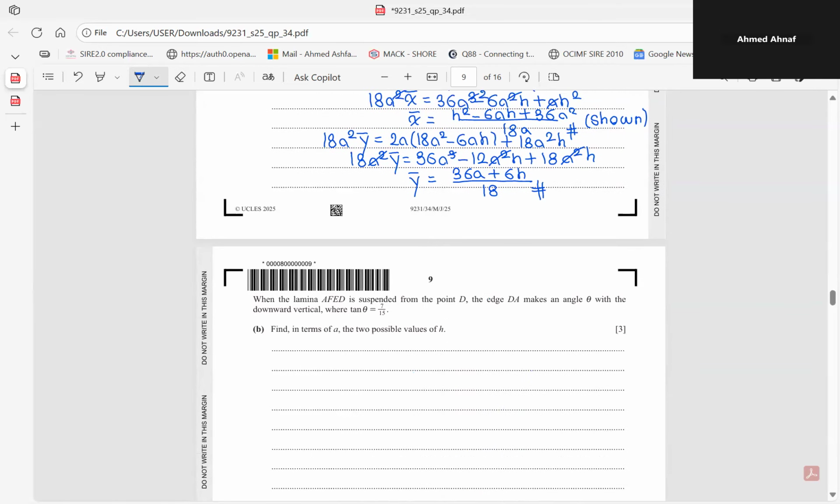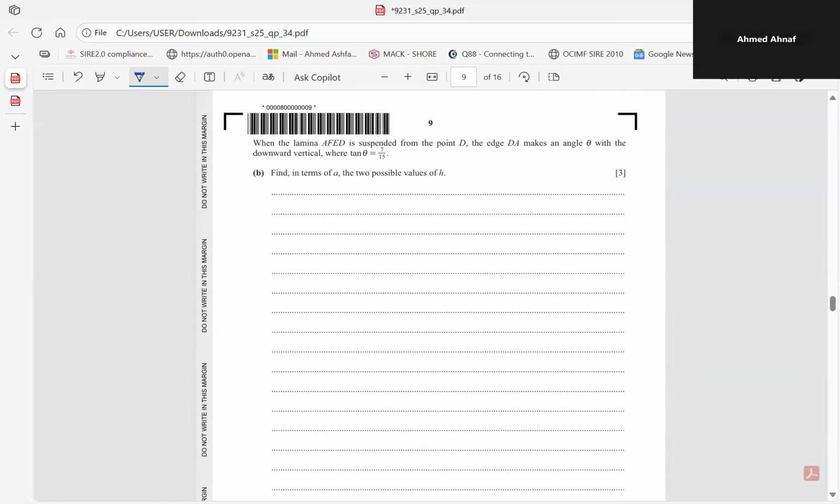Okay, let's head on to the next part. For this part, we're told that when the lamina AFED is suspended from the point D, the edge DA makes an angle theta with the downward vertical, where tangent theta is 7 over 15. We have to find, in terms of a, the two possible values of h.